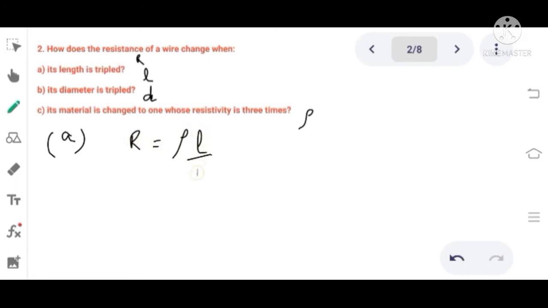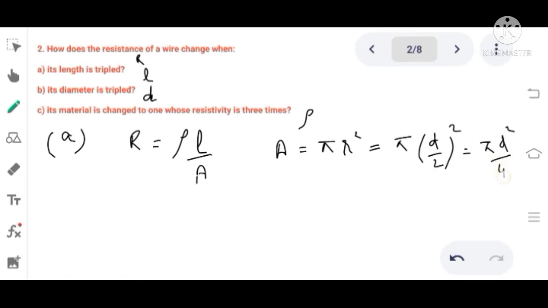So immediately the formula connected to this concept is R is equal to rho L by A, where A is not given, but we know that A is equal to pi r square, radius square, and radius is half of diameter, so pi (d by 2) square, which is pi d square by 4. So these things are known to us, so we can recall the formula like this just by writing down the symbols.